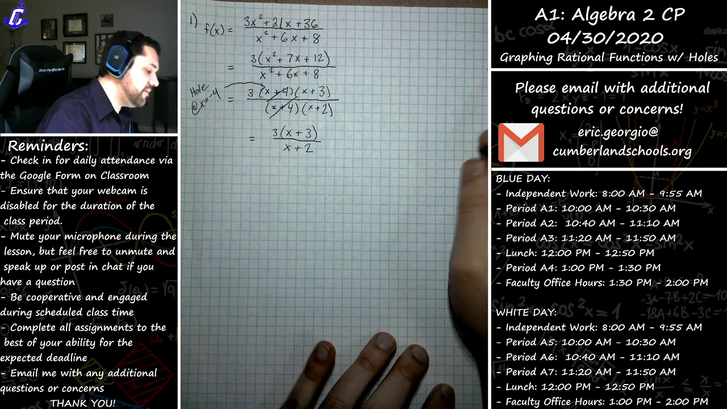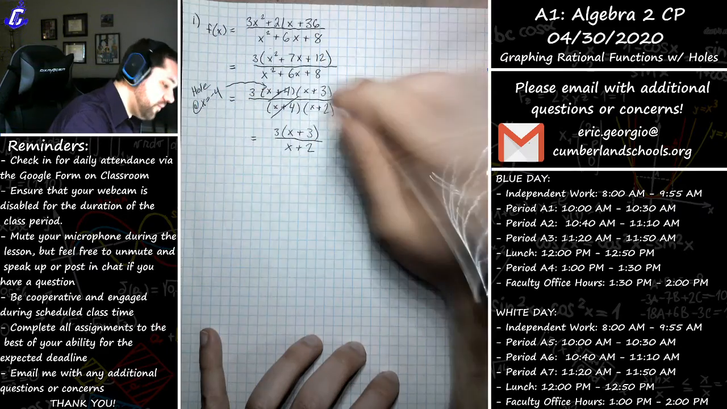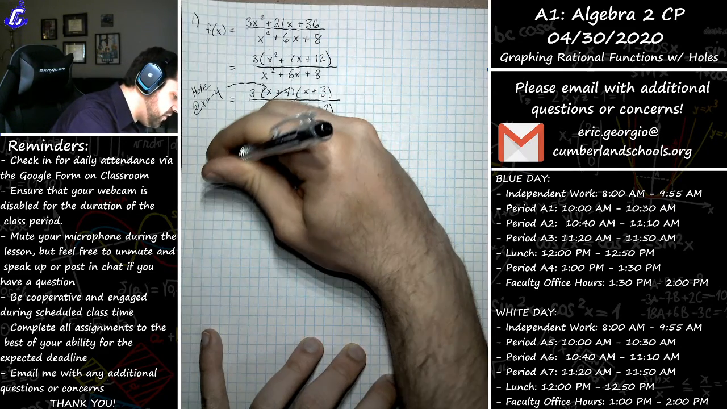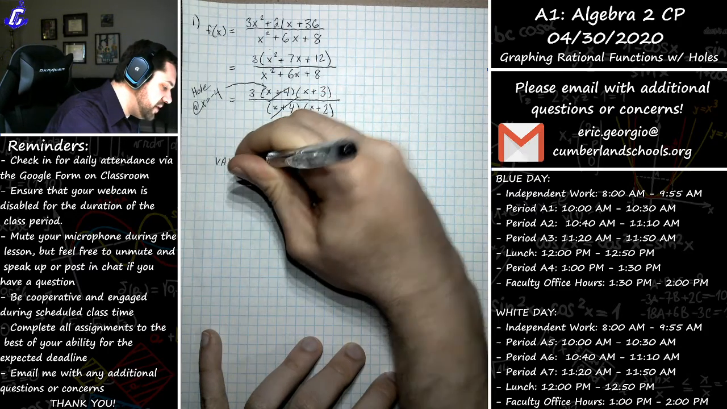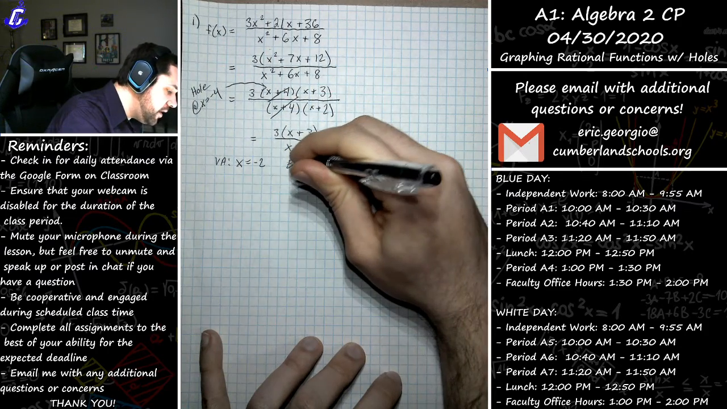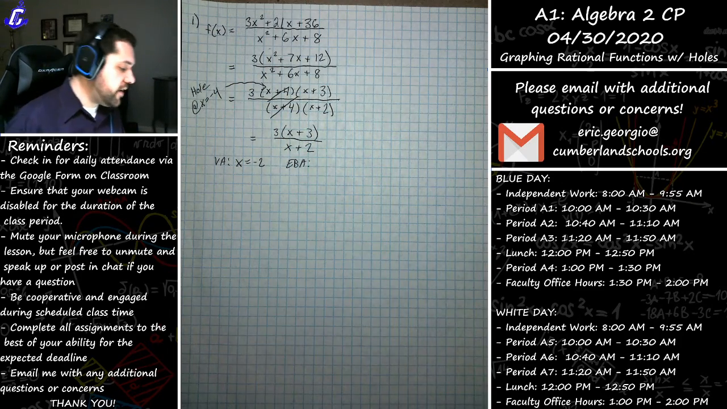Now I can go ahead and test some points, and then I can sketch a graph. So let's test some points first. We've got to find the asymptotes first. Let's find our vertical asymptote: it is negative 2, because negative 2 plus 2 would be dividing by 0, which is bad. For our end behavior asymptote, compare the degree of the numerator and the denominator.